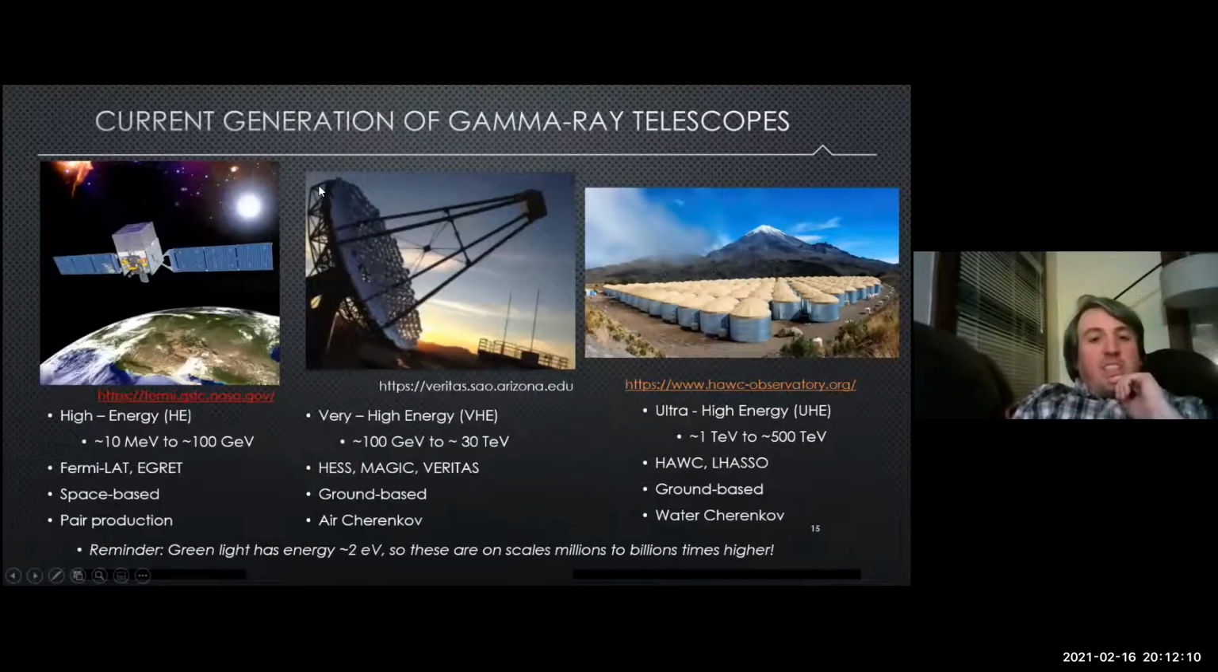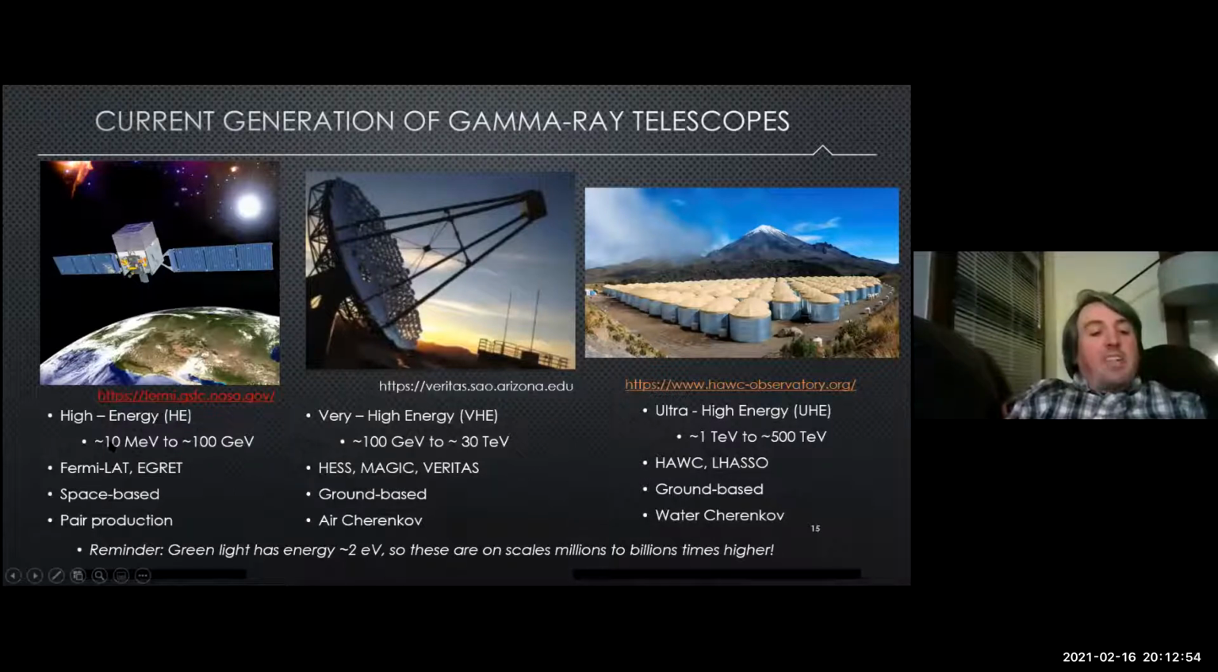So gamma ray telescopes. There's the current generation right now, early 2021. There's three main types of these telescopes. So the high energy, from about 10 MeV. I'm going to be talking about MeV scales and GeV scales and TeV scales. And just a reminder for everybody, visible green light has an energy of about 2 eV. So we're talking about light here that is millions to billions of times more energetic than what we see in visible light. So at the MeV scale, that's millions of times larger.